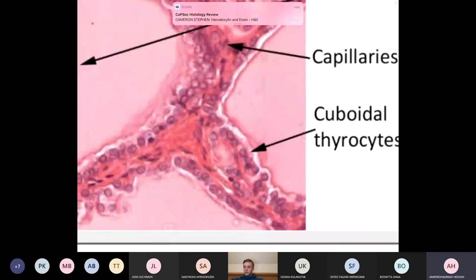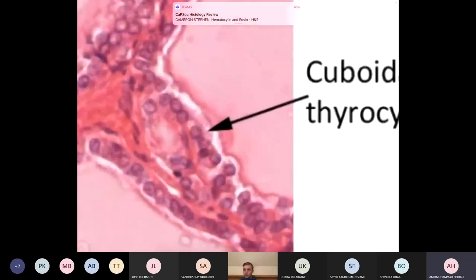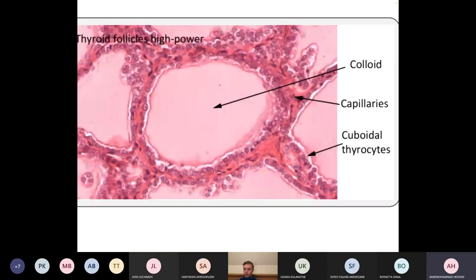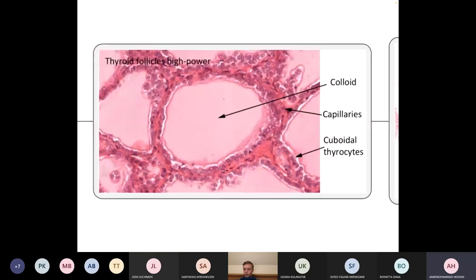These cells, you can see here, are cuboidal thyrocytes. These are the cells that make your thyroid hormone. They import, bring in and store different things to make thyroid hormone. I think you've covered this in your lecture, I'm not sure. But basically with iodine.